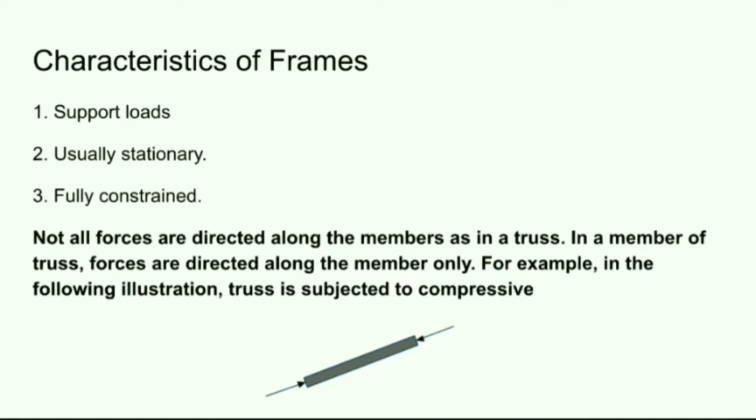Now let us see what are the characteristics of a frame. It supports the loads. It is usually stationary and fully constrained. There is no translation or rotation, and it is supported by different types of supports at the ends. Not all the forces are directed along the members as in the truss.